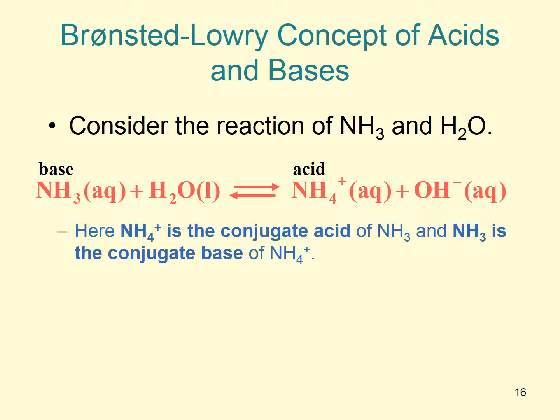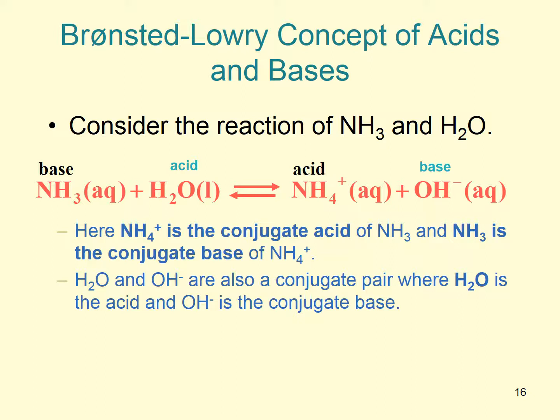So NH4+ is the conjugate acid of NH3, and NH3 is the conjugate base of NH4+. In the same way, H2O and OH- are conjugates of each other. H2O, having the extra H, is the acid, and OH- is the base.